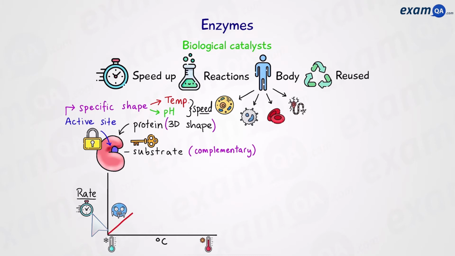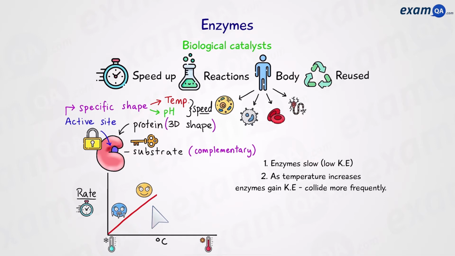So when temperature is low, the enzyme is going to be moving very slowly because it does not have a lot of kinetic energy. As we increase the temperature, the enzyme gains kinetic energy and collides more frequently with the substrate until it gets to an optimum temperature. This is a temperature where the enzyme is able to work at its fastest rate. And at this temperature, we have the most collisions per second.